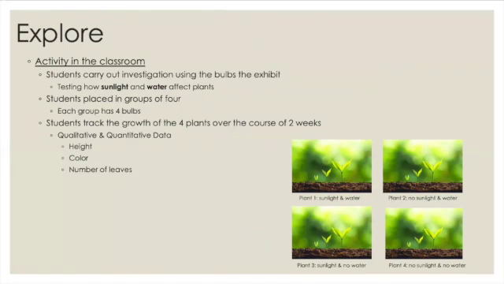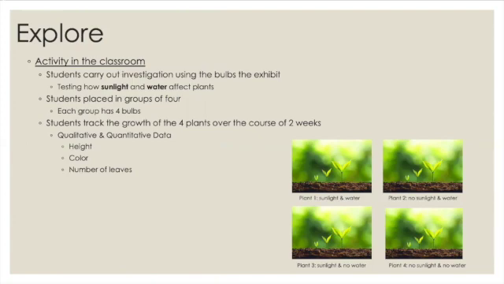For this portion of the lesson, students would be carrying out an investigation to investigate how sunlight and water affect the growth of a plant. And they would be using their bulbs from the museum field trip to conduct this investigation. Students would be placed in groups of 4 students. Each group would receive 4 bulbs, so each student would contribute their own bulb to the group investigation. And then over the course of 2 weeks, the students would watch the 4 different plants grow.